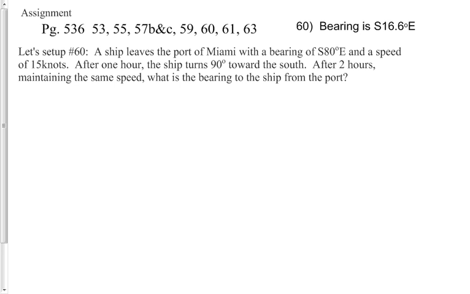Okay, a ship leaves the port of Miami with a bearing of south 80 degrees east. So here we have Miami. Instead of going directly south, it says south 80 degrees east. So there's an angle going off of there of 80 degrees. In here, that angle opening up, that's 80 degrees. So instead of going straight south, they're going 80 degrees towards the east.